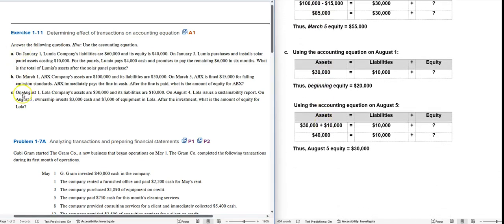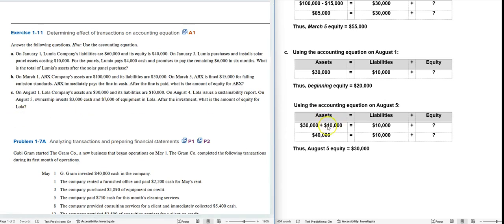All right, Part C. On August 1st, Lola Company's assets are $30,000. Its liabilities are $10,000. 3 days later, they issued a sustainability report. On August 5th, the day after, they got a bunch of new owners. Ownership invests another $3,000 in cash into the company, along with $7,000 of equipment. They're asking after the investment, what is the amount of equity for Lola?